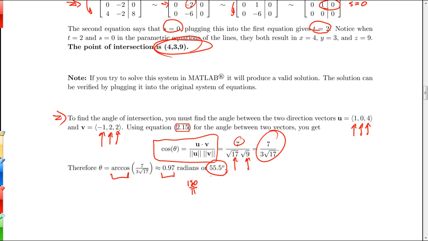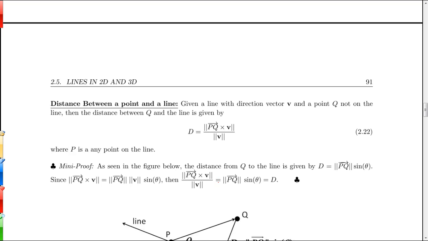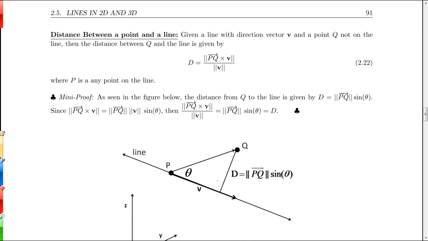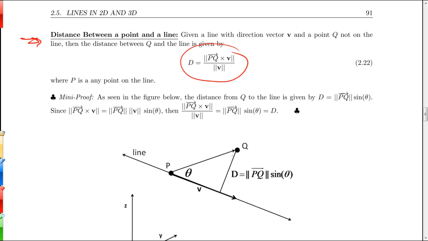Okay. So, moving on, I want to take a quick diversion here to the distance between a point and a line. You'll notice this gives you this formula. But think of it this way. Here's a line, and Q is the point not on the line. The distance I want to find is really the shortest distance from Q to that line. In other words, that has to be a right angle.